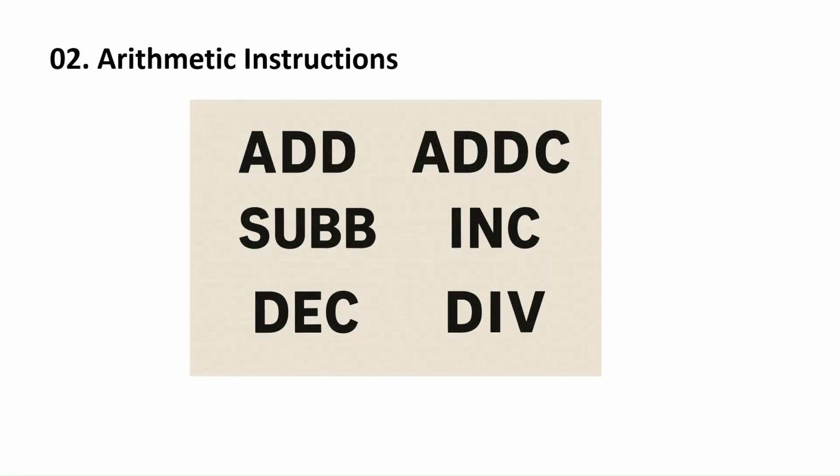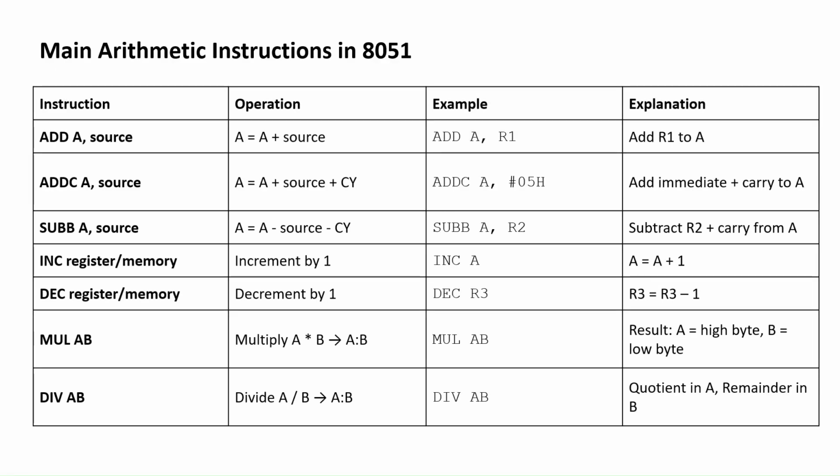What are arithmetic instructions? Arithmetic instructions perform mathematical operations on registers, memory, or immediate values. They can change the value of A, the accumulator, and may affect flags, like carry. The main arithmetic instructions are ADD, ADDC, SUBB, INC, DEC, MUL, DIV. Now let's understand each instruction with examples.